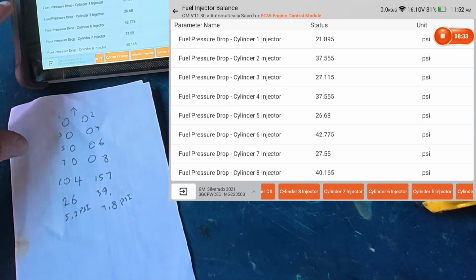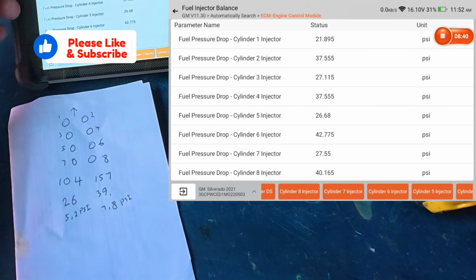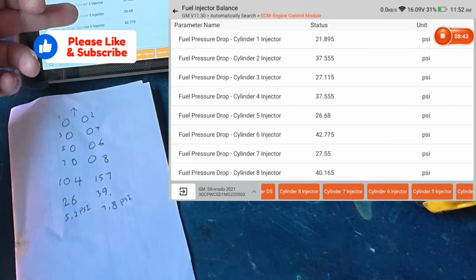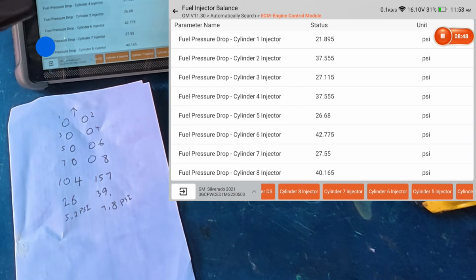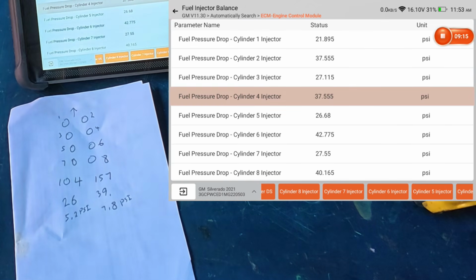For GM, what would really be cool is if they would just program the computers to do all the math for you, and it would tell you what the average was, what the minimum and the max is, and you'd be done. But the math is obviously easy. Anyway, all the injectors on here are within spec, so we're going to call it good. And it's just a simple little fuel injector balance test that you can do using a scan tool. In this case, it's the Thinkcar 689BT. And this was a 2021 Chevy Silverado. This is the 5.3 liter engine.